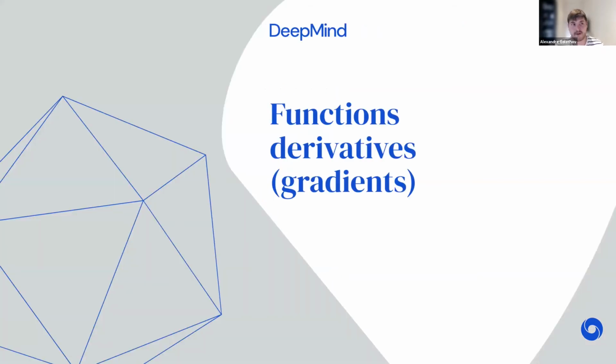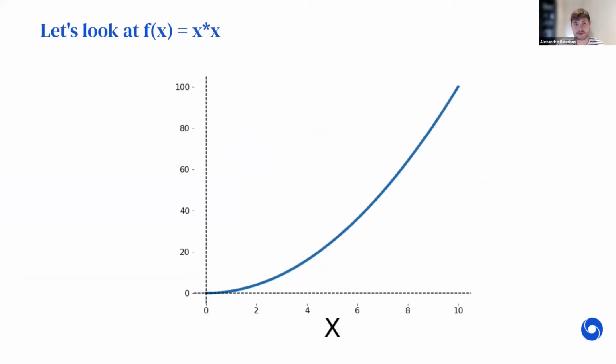Basically there is a concept which allows us to describe why one function changes in one way and the other function changes in a different way. This is called the function derivative, or a gradient. Let me try to explain how we actually come up with the definition of the derivative.